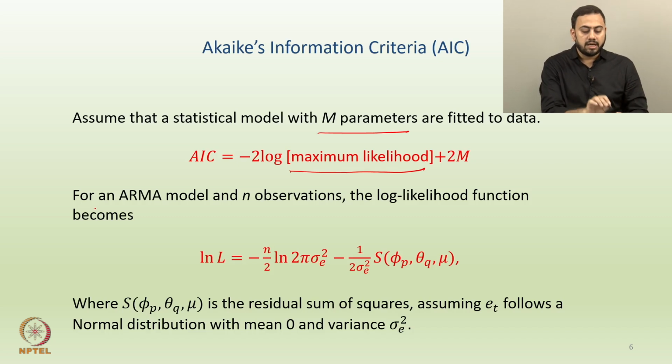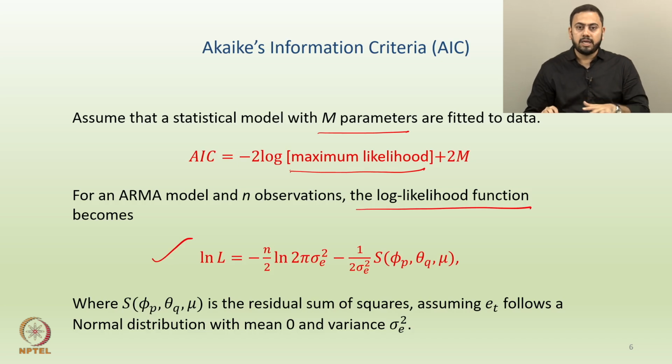Now we'll see what goes on for a particular ARMA model. If you have an ARMA model with n observations, we can write down the log likelihood using pen and paper. The structure of the log likelihood function becomes something like that. I will not go into too much detail or prove why this is the log likelihood, but you require some assumptions. So what exactly are the assumptions? We assume that this S function that you see in the log likelihood, right here, is nothing but the residual sum of squares.